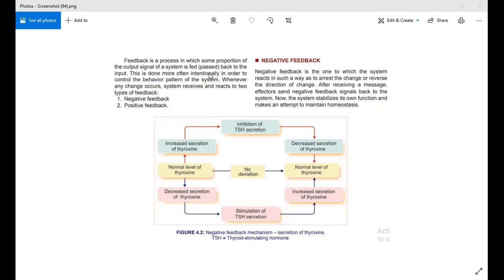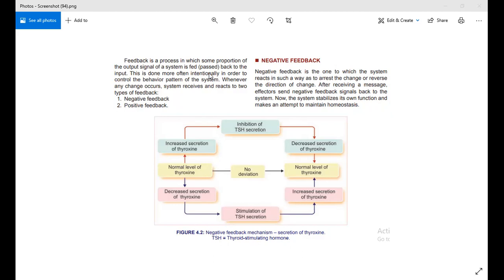So that action takes place in the kidney, where, as we said the last time, water will be reabsorbed from the kidney into the blood. Once that action happens, we will have a normal osmotic pressure of the blood. So that result will be sent back. That is feedback, sent back to the hypothalamus that now we have a normal amount of water in the blood. So that is feedback mechanism.